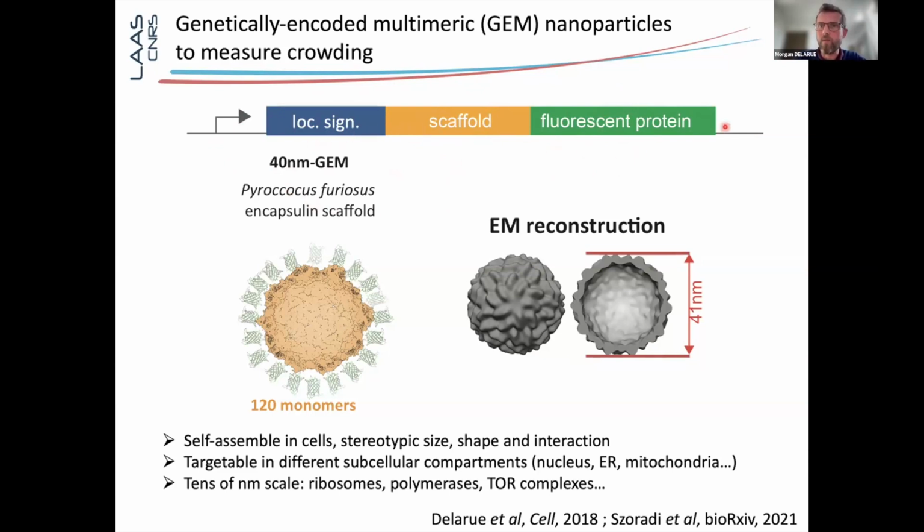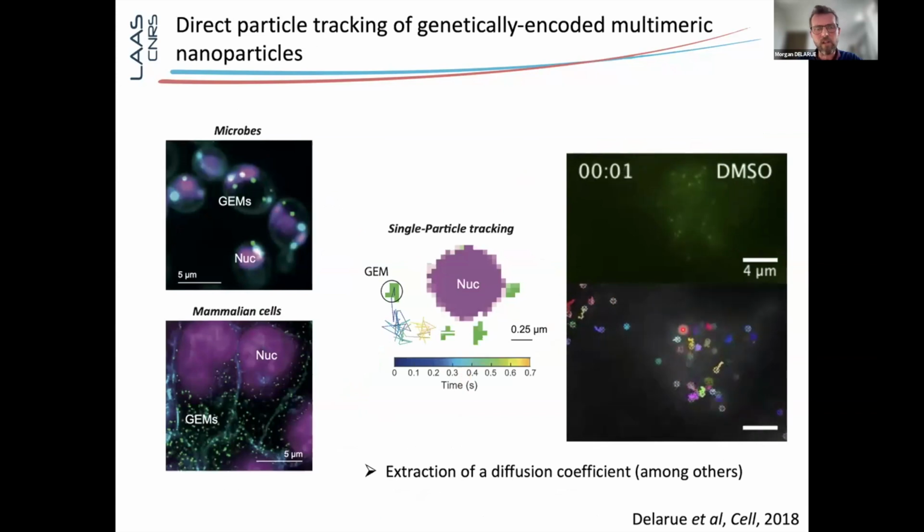this genetic sequence is expressed, we create that monomer inside the cell, and that monomer then multimerizes to form this type of nanoparticles that we can reconstruct through electron tomography, that are 40 nanometers for that particular particle, and that are super, super bright because for that 120-mer, they have 120 fluorescent proteins. We can target them in different subcellular compartments, and they are the size of a lot of relevant physical, biological complexes inside the cell.